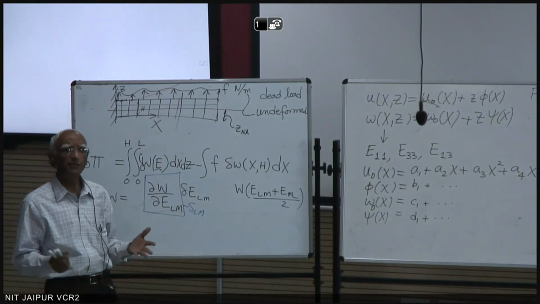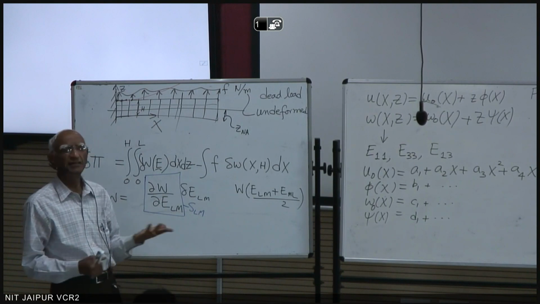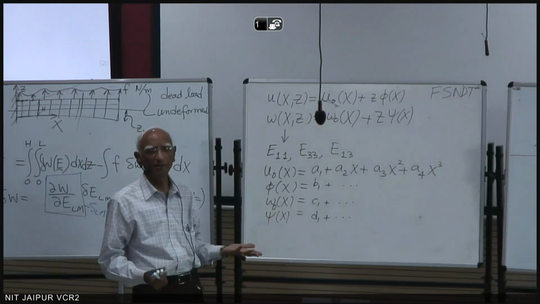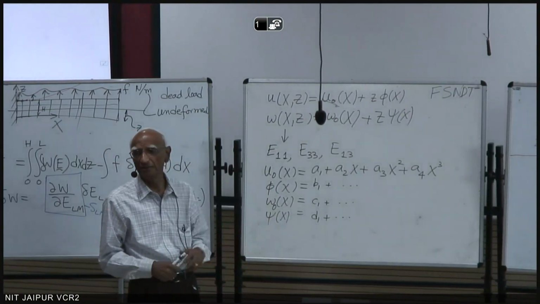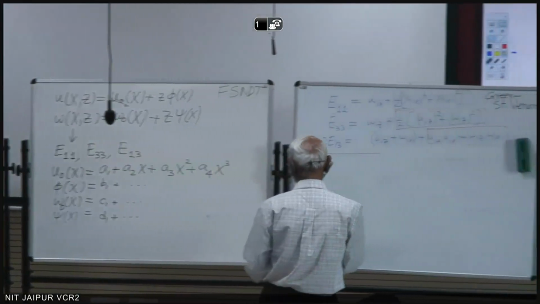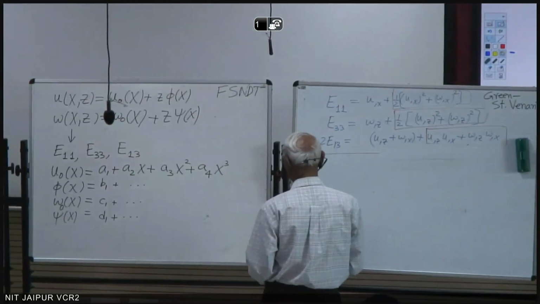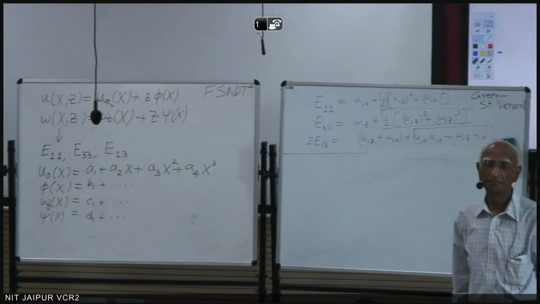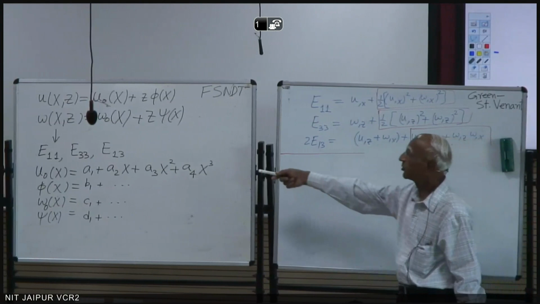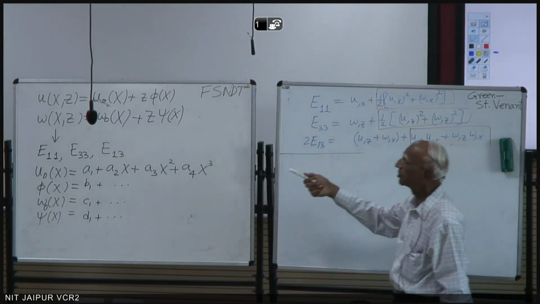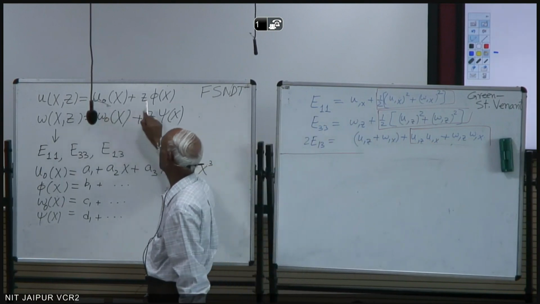After you have solved the problem, of course, you will say, hey, why did you not take a simpler one? But I don't know the answer. So now I find E11. All I have to do is differentiate these to find E11. So U, we assume U is U0 plus Z times phi.